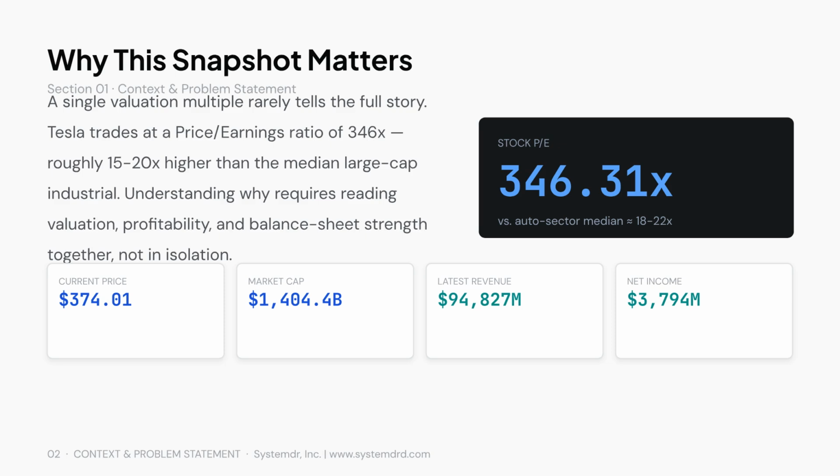At a current price of $374.01, Tesla carries a market capitalization of $1.4 trillion and a trailing price-to-earnings ratio of 346x. This is significantly higher than the auto sector median. We will systematically break down the revenue, margins, and balance sheet to understand this valuation.